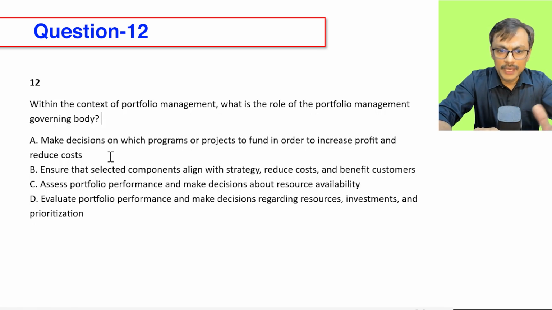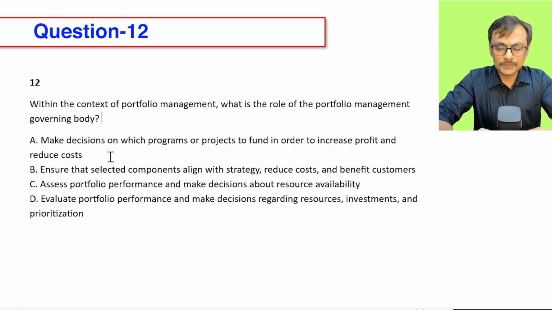Let's see option B. Ensure that selected components are aligned with strategy, reduce cost and benefit the customer. Looks better. I need to ensure that whatever we are doing should align to the strategy, because the strategic alignment word is coming. Great. Option C: assess portfolio performance and make decisions about resource availability. Overall, yes, but why limit it to resources? Resource availability is not the only thing I am expected to do. I need to make sure whatever we do ensures strategy, and I need to keep an eye on that. I need to give appropriate oversight. That's the governance body role.